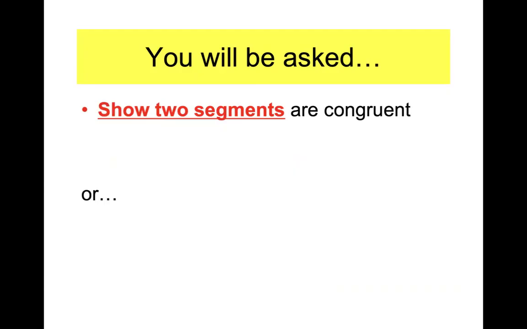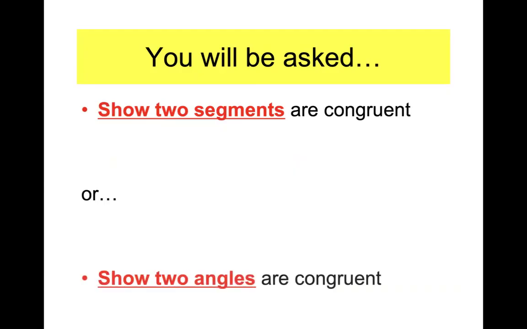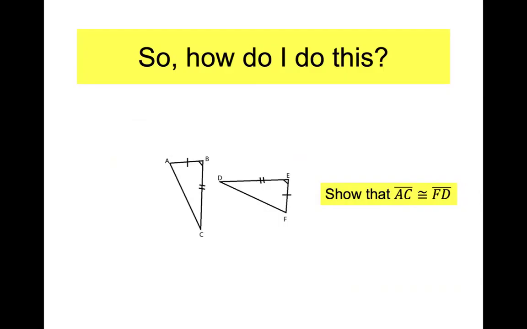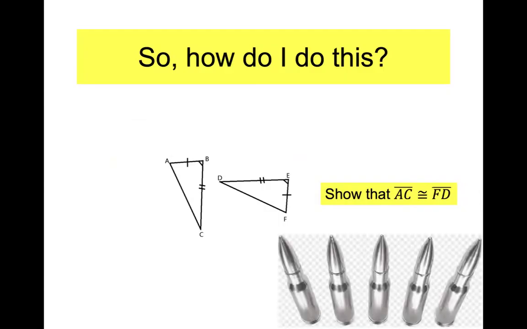Or, this isn't the second flavor, this is still the first flavor, or show that two angles are congruent. So, in other words, show that angle C is congruent to angle D. Once again, they're going to be part of two different triangles. So how do you do this? Either show that two segments or two angles are congruent.